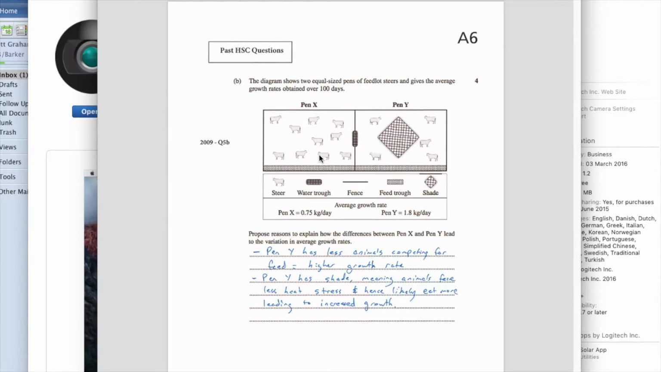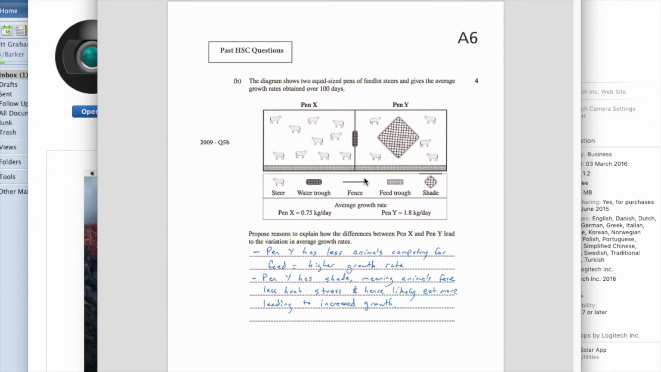And so we know that if we have double the number of animals competing for the same amount of food, that's the first thing. The question is propose reasons to explain the difference in growth rates. And the difference in growth rate is pen X is only putting on 0.75 kilos a day, pen Y is putting on more than double that at 1.8. So you've got half the number of animals over here competing for food. So that's the first thing, they're going to get more food, higher growth rate.